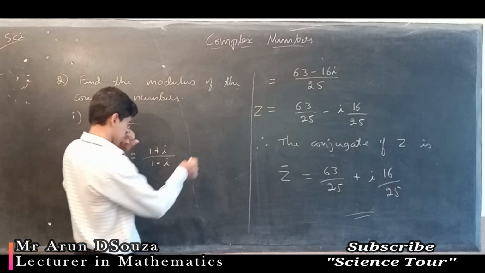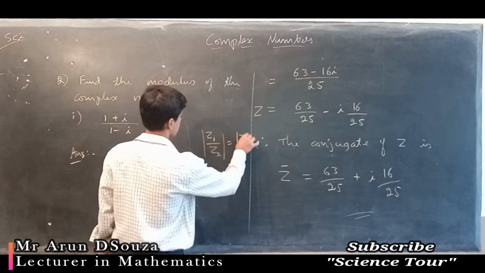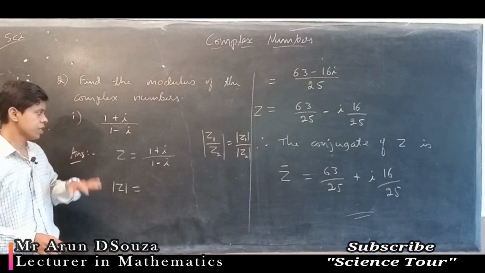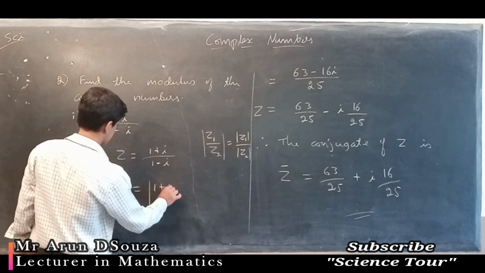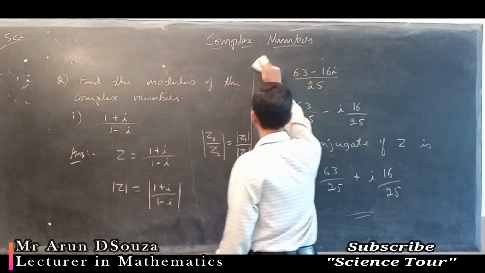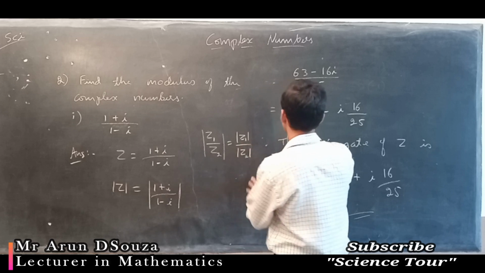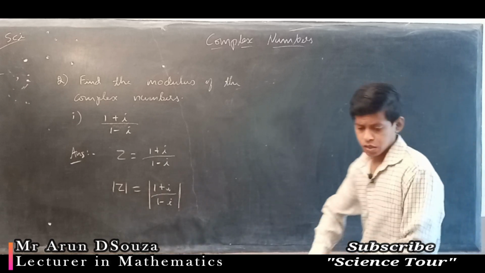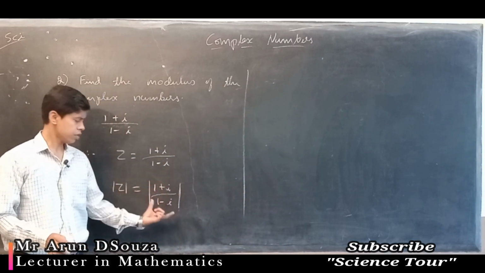You have a formula, that is, if you have z1 divided by z2 and if you want to find the modulus, then you can find the modulus separately. Do you remember that formula? Well, so what we can do is we can find the modulus separately, or you can write this first and then you can find the modulus. Okay, so listen. Now what you can do is you can find the modulus of the numerator and the denominator separately.